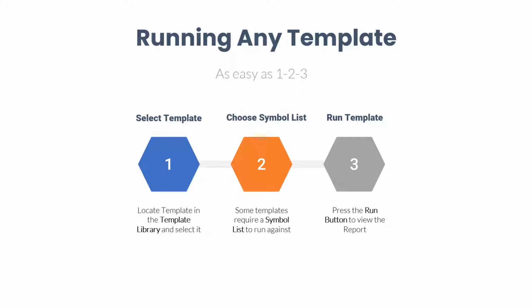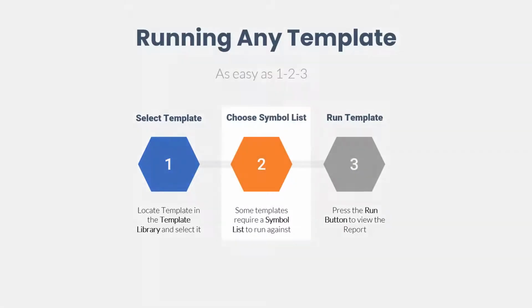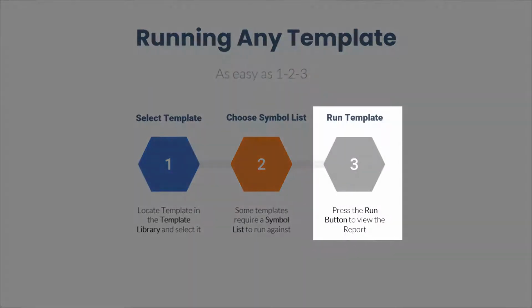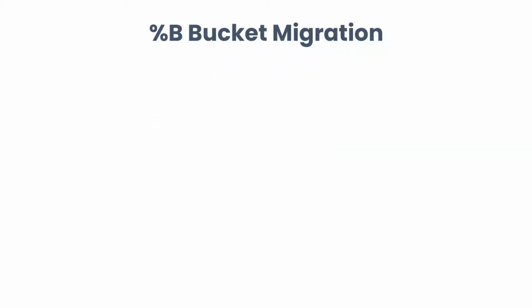Running any template in EdgeRater is as easy as 1, 2, 3. The steps generally are to locate the template in the template library and select it, choose a symbol list to run the template against, and then press the Run button to view the report. So let's go back to the %B bucket migration template to see how it's done.